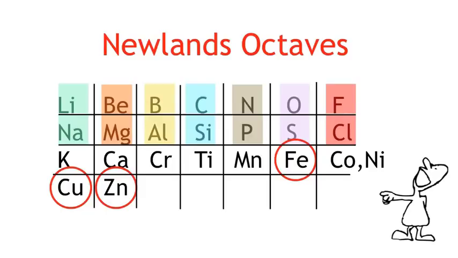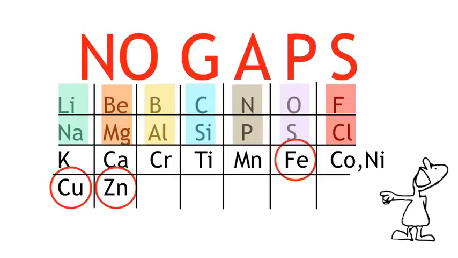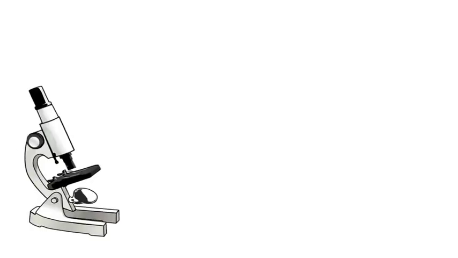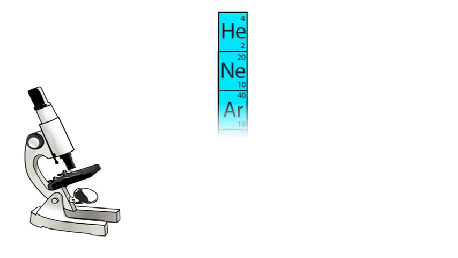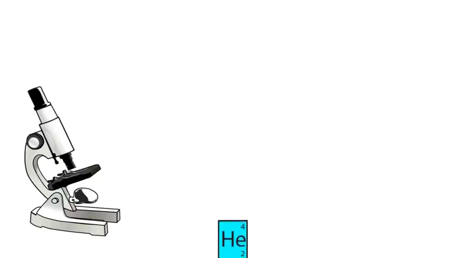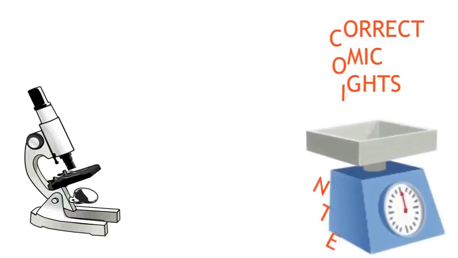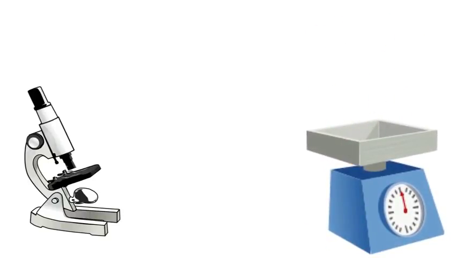The problem with his arrangement was that he left no gaps. Not all the elements had been discovered yet. In fact, none of the group 0 elements had been discovered at all, and many of the elements had been assigned incorrect atomic weights. He had also not predicted the complex nature of elements.